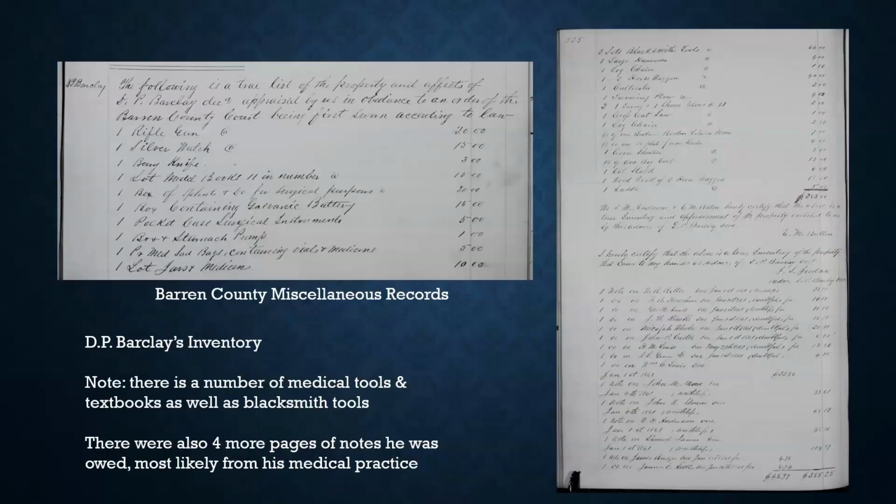And then DP's inventory, the first part of it is a lot of his medical tools and medical textbooks. He had some blacksmithing tools that he probably inherited from his father-in-law. There were about 4 or 5 more pages of just notes of who owed him money, most likely because he was a doctor and traveling around. And I don't know if you can see, but next to some of the names, it says in parentheses "doubtful." So they're basically saying we're probably not going to get this guy to pay the money he owes. So we're adding this on here, but we're not really going to be taking into account how much he owes because he's not going to pay up, which I thought was really interesting that they would be noting that in there.